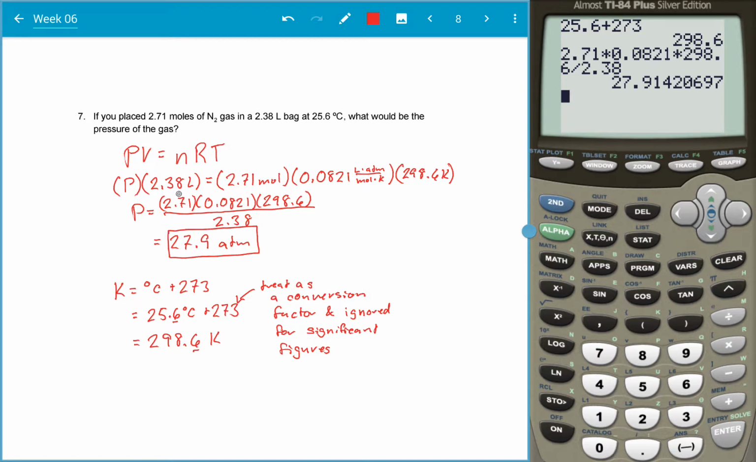Since the 2.71 has 3 sig figs, the 2.38 has 3 sig figs, and the 298.6 has 4 sig figs, the ones with the fewest win. So our answer can only have 3 sig figs in the end. The gas constant is also treated as a conversion factor and ignored in terms of significant figures.